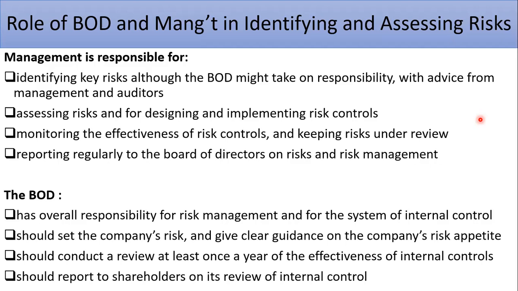Then the board itself has an overall responsibility for risk management, and for the establishment of systems of internal control in the organization. The board should set the company's risk and give clear guidance on the company's risk appetite based on the risk appetite of its shareholders. The board should also conduct a review at least once a year on the effectiveness of internal controls. All right. And they should report to shareholders at the AGM on the outcome of the review of internal control. These are important.